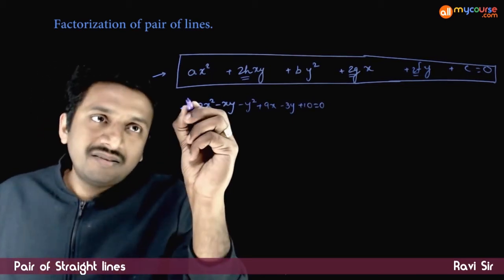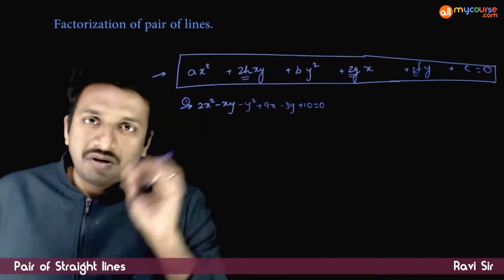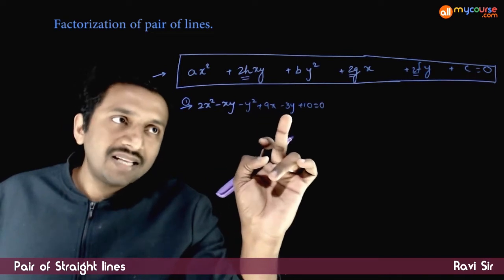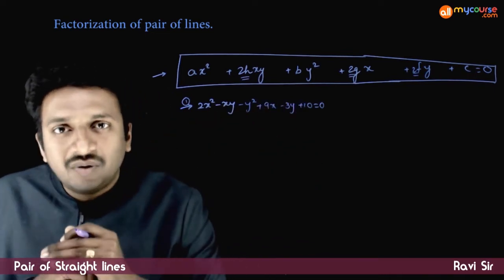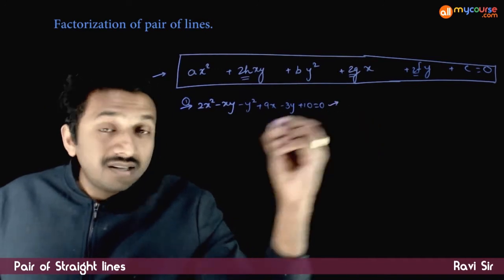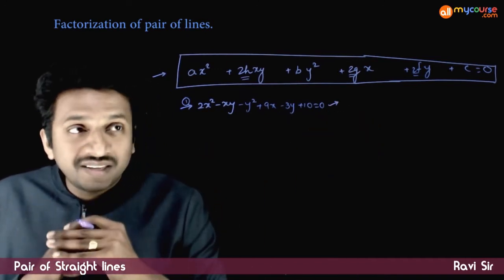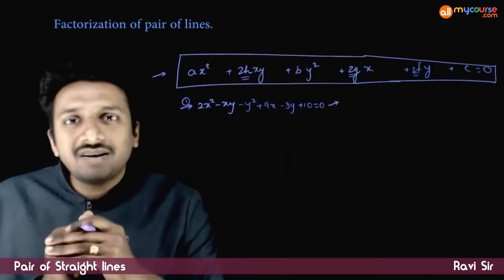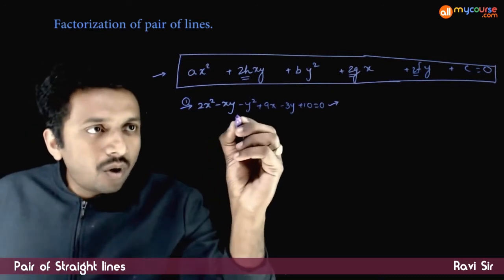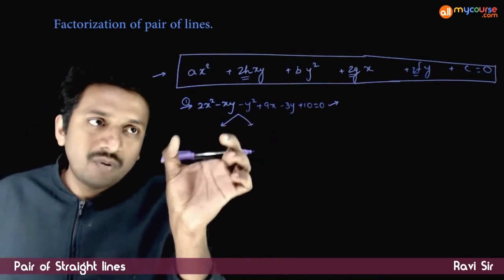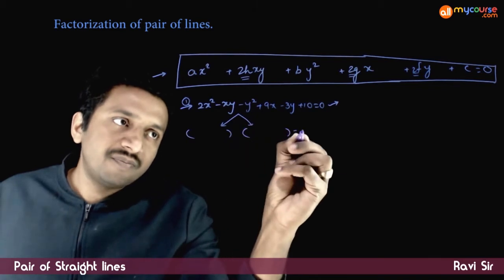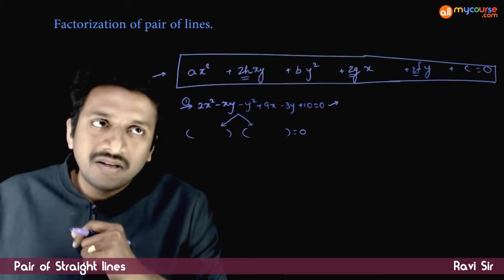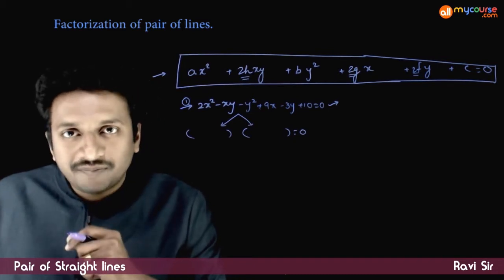For example, if you take an equation of this form, 2x squared - xy - y squared + 9x - 3y + 10 = 0. Now, the question that we are going to deal with in this video is how to factorize this combined equation into two separate linear equations. What is this pair of lines made of? What are the individual equations? So how do we factorize the combined equation of a pair of lines? Let us see the method by which we can do that.